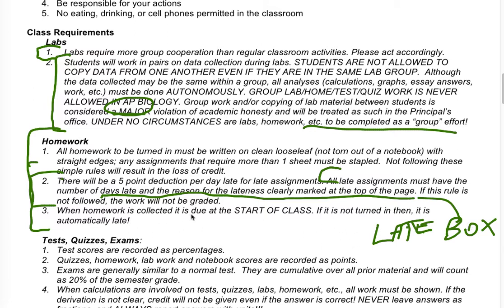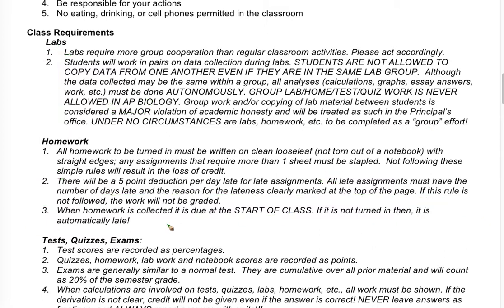When I collect homework, though, it is always due at the start of class. If you turn it in at the end of class, it will be counted late. So it needs to be turned in at the start. Next.